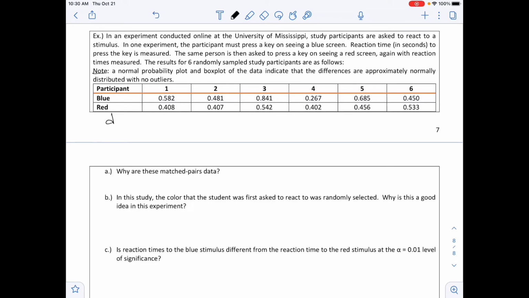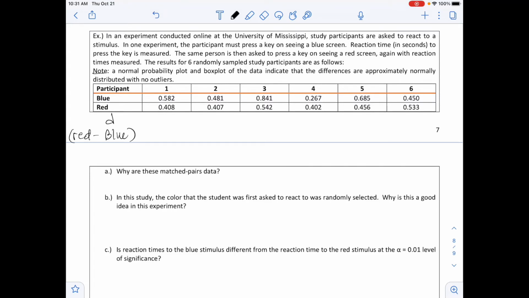So when finding your differences, I suggest writing down how you're going to subtract so that you don't make any mistakes along the way and accidentally start subtracting the opposite way. It doesn't matter which one you subtract from the other. For this one, I'm going to go ahead and do red minus blue.